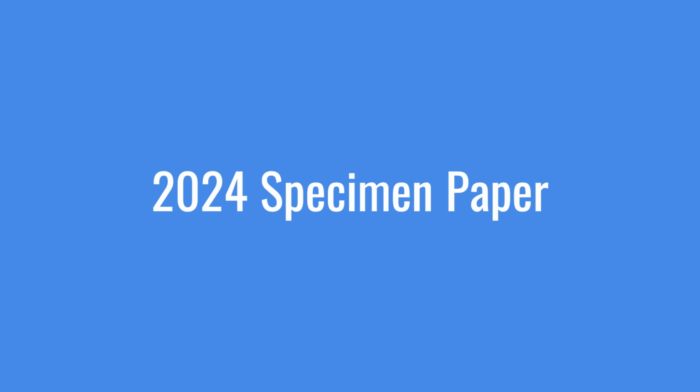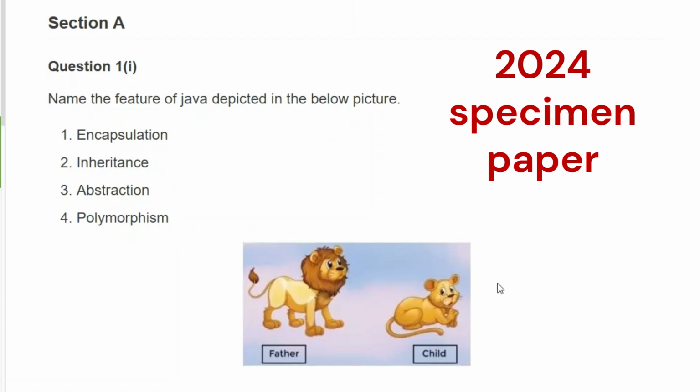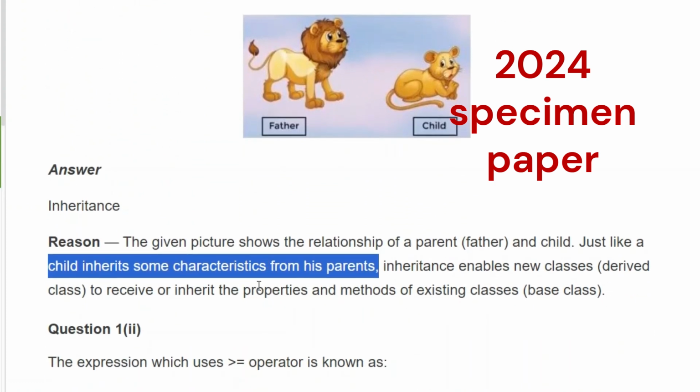Here, name the feature of Java depicted in the below picture. Encapsulation, inheritance, abstraction, polymorphism. It is inheritance because father and child are given. A child inherits some characteristics from his parents. Acquiring some features from another class is known as inheritance.